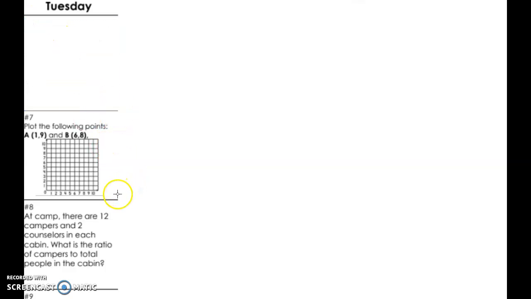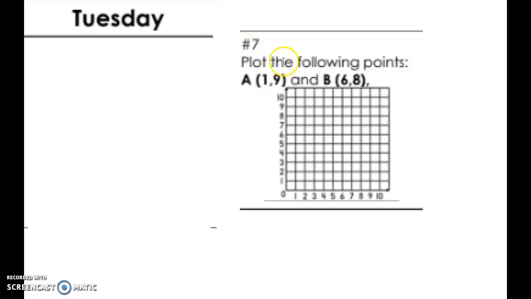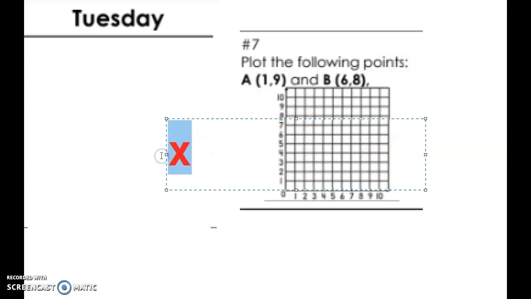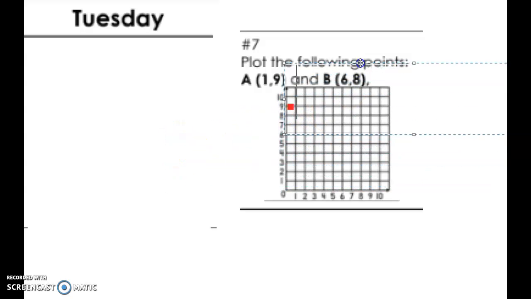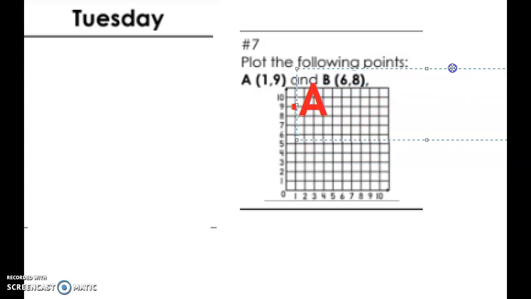All right, so let me get rid of this. Now we're back to this one. Plot the point. Trying to zoom in a little bit. Plot the following points. So you have A, so we're gonna go over to the right 1 and up 9, right? We would go around here somewhere, right? And when you're labeling this, you also want to write what it was. So if this was A, we're gonna label it A right here. And you're gonna label your other one as well. I'll let you guys do that.